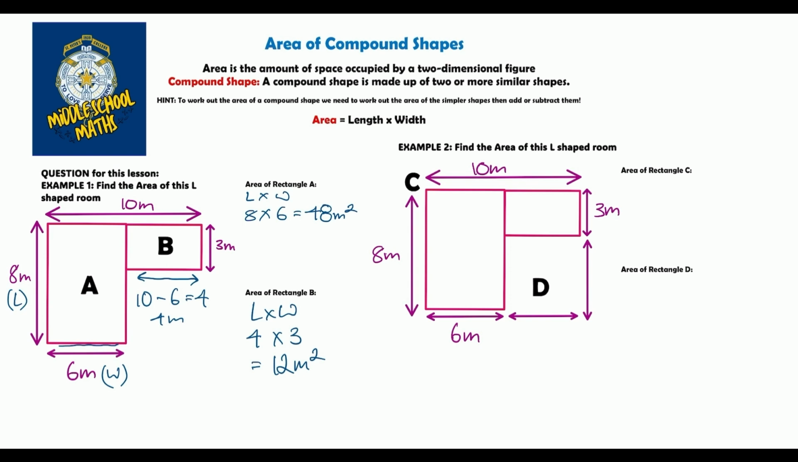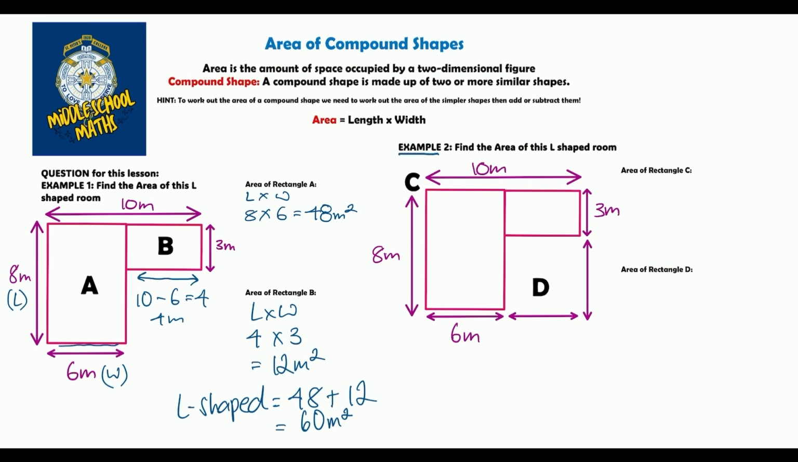So in order to find the area of the total shape, or the whole L-shaped room, we can just add together the two areas we have found, 48 plus 12, which gives us 60 meters squared.